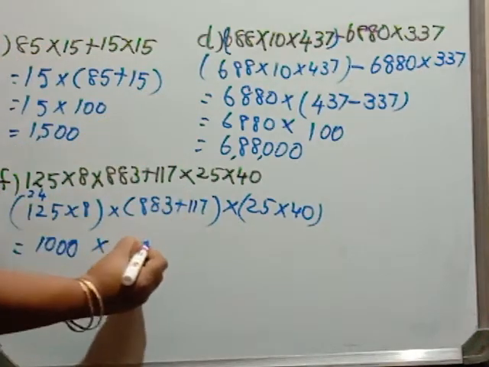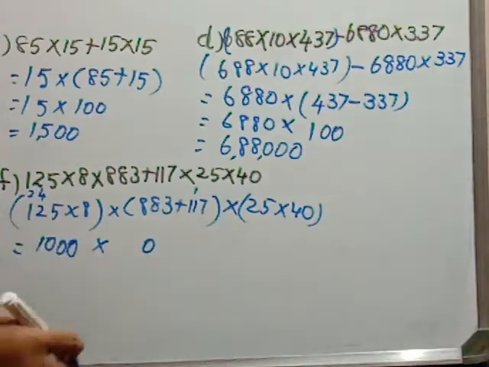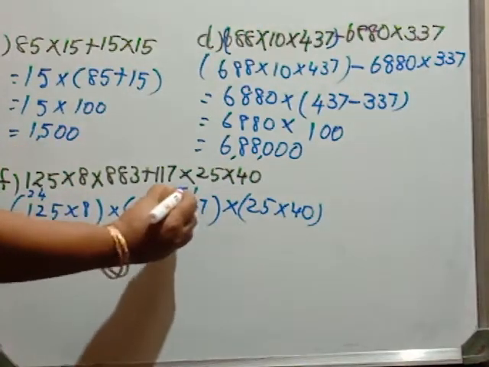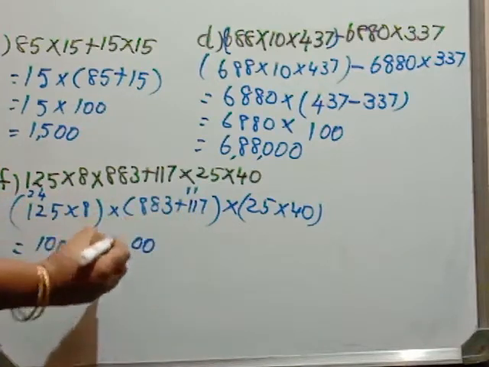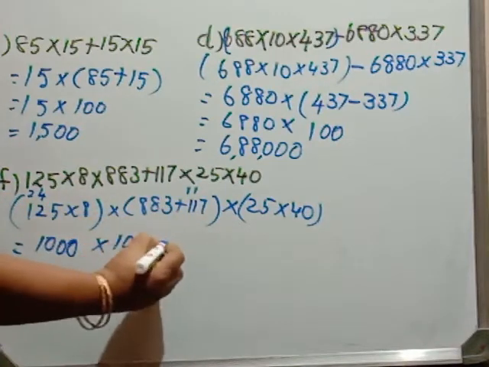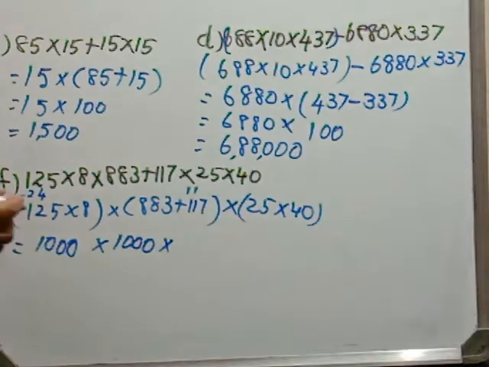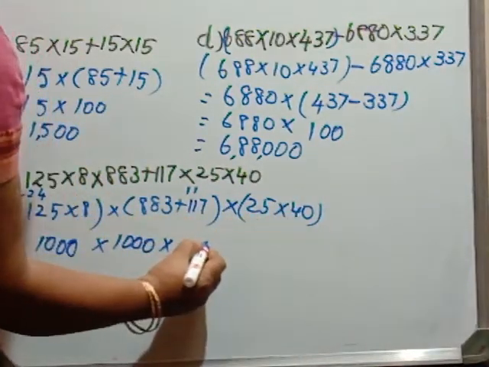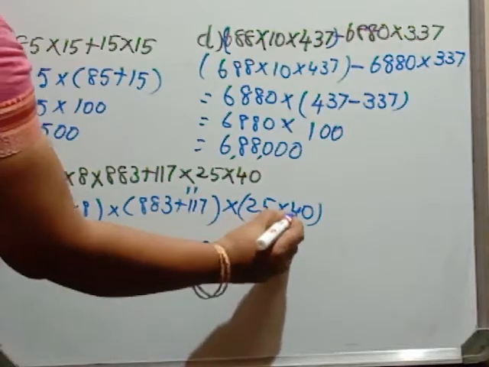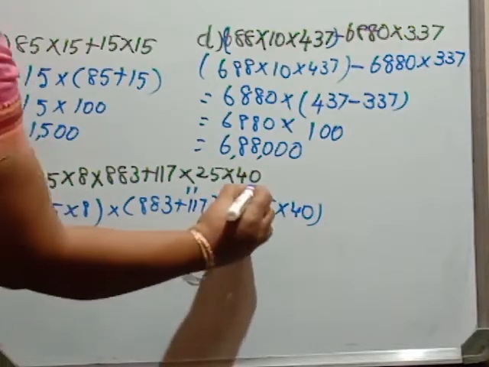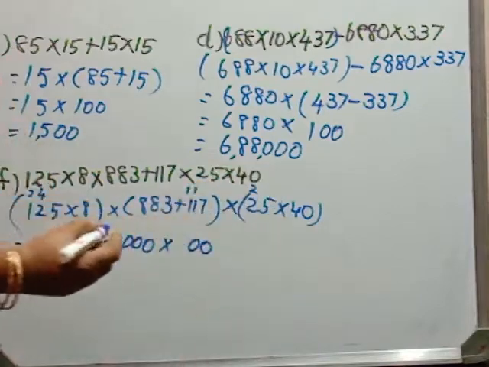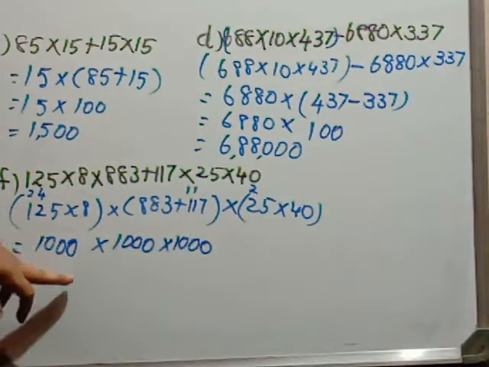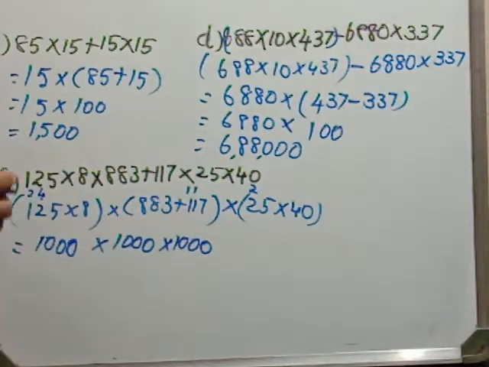Here 883 plus 117: 7 plus 3, 10. Remainder 1. 1 plus 1, 2. 2 plus 8, 10. Remainder 1. 1 plus 1, 2. 2 plus 8, 10. So that also we are getting 1000. Now 25 into 40. 0 into 5, 0. 4 5s are 20. Remainder 2. 4 2s are 8 plus 2, 10. So 1000 into 1000 into 1000.